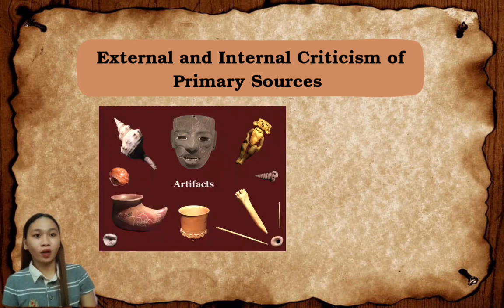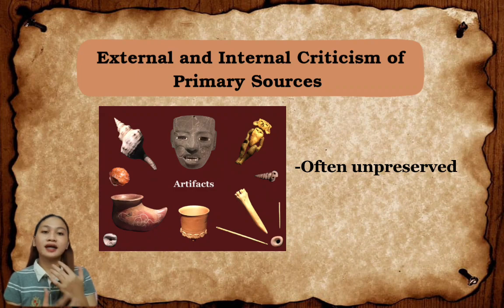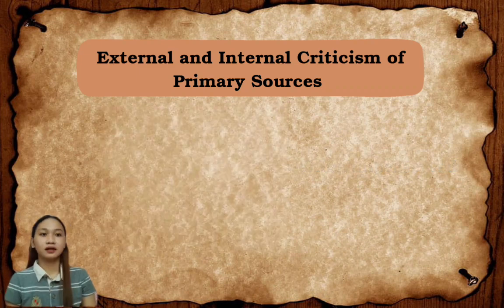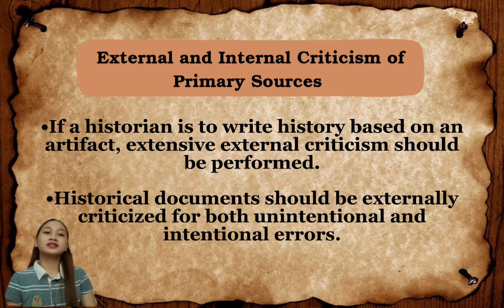Artifacts, for example, are rare finds that are often unpreserved, especially when not properly cared for. If a historian is to write history based on an artifact, extensive external criticism should be performed. The same is true with documents. Historical documents should be externally criticized for both unintentional and intentional errors.